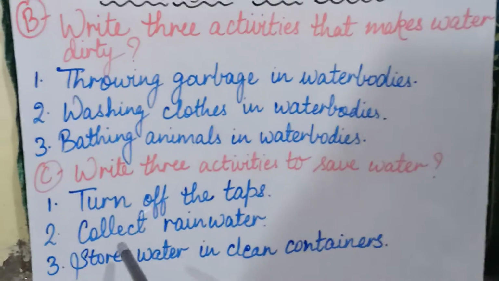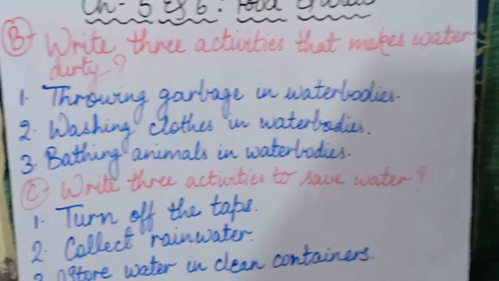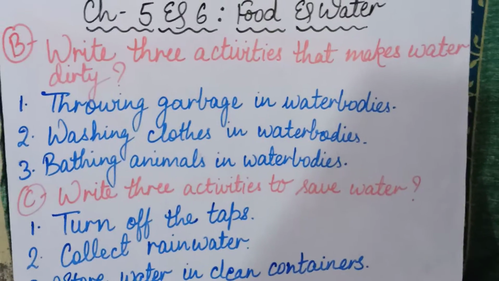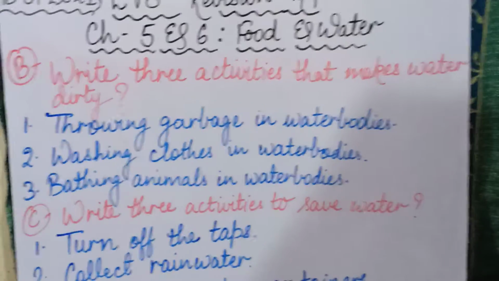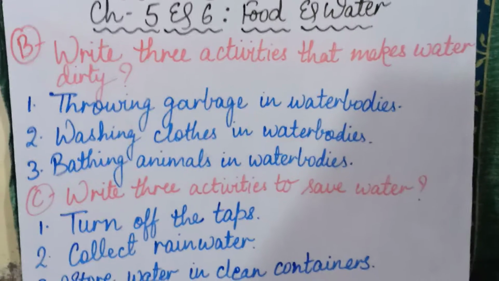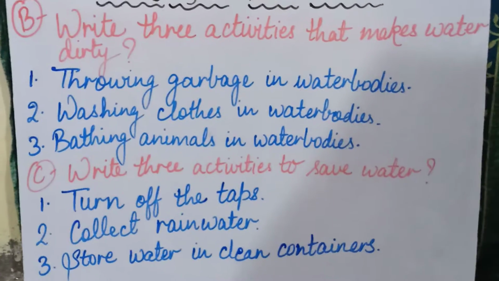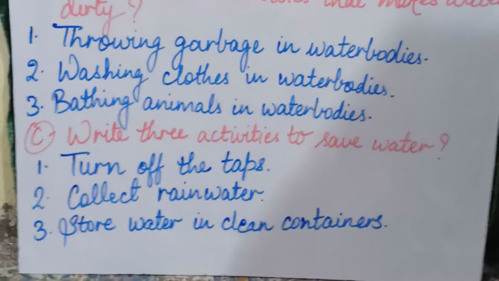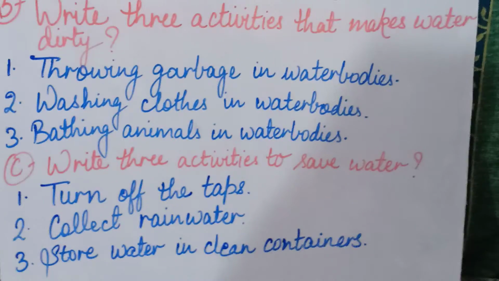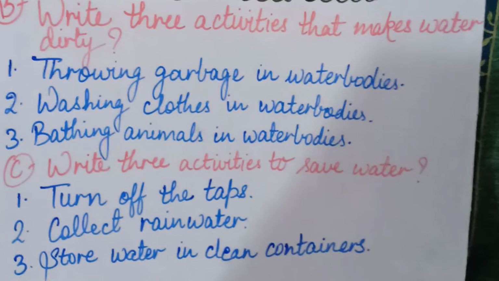OK, second is collect rainwater. You should collect rainwater because rainwater is the purest form of water. It is very pure water and you can use rainwater for many things. So you have to collect rainwater. Whenever it rains, just take some containers and you can collect the rainwater inside them.